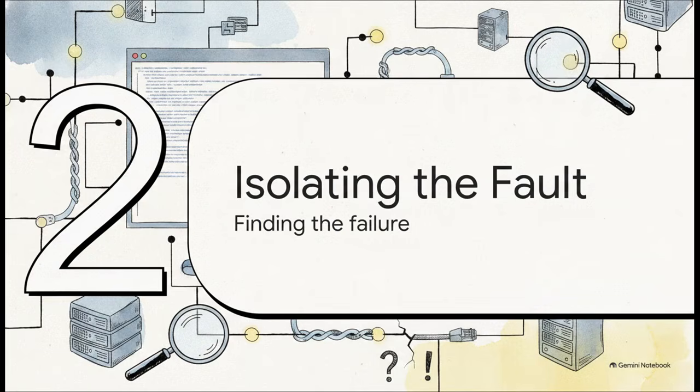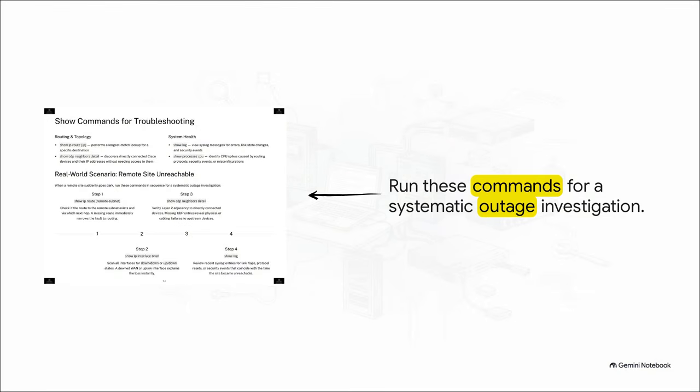Moving on to Section 2, isolating the fault. Okay, with our baseline established, we begin the interrogation phase. This is our step-by-step workflow for a dropped remote site. Step 1, verify routing with show ip route, just to see if the route to the remote subnet even exists. Because hey, a missing route immediately narrows down the fault.